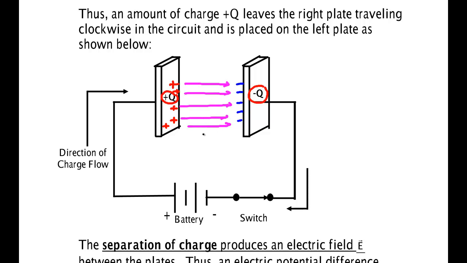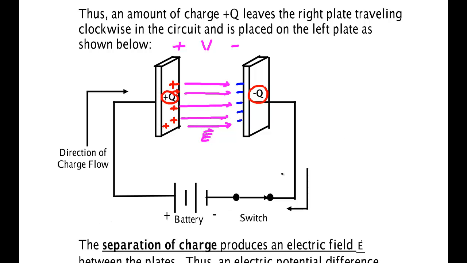Now, if there's an electric field, that means if you put a positive charge here, it experiences a force. Then if you were to push it the other way, you would have to do work against it, and that would store potential energy. So now, because there's a field, there's also a potential difference.